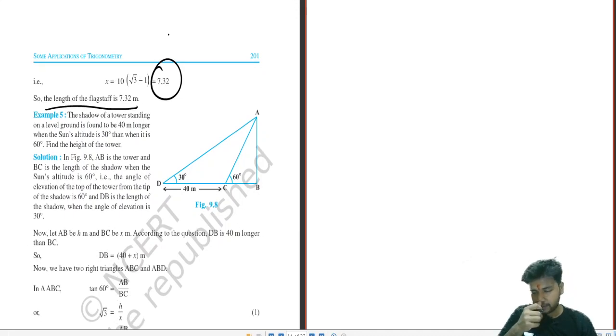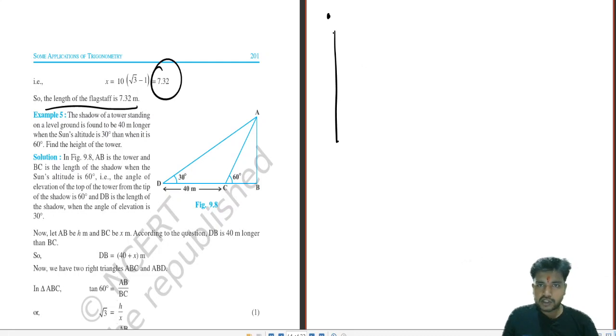This is one type of sum, the same concept of the flagstaff. The shadow of a tower standing on a level ground is found to be 40 meter longer when the sun's altitude is 30 degree than when it was 60 degree. Okay, the question is the basic concept. This is the sun and this is the tower. Obviously, you would know that whenever time changes, the sun's altitude changes over the earth's surface.